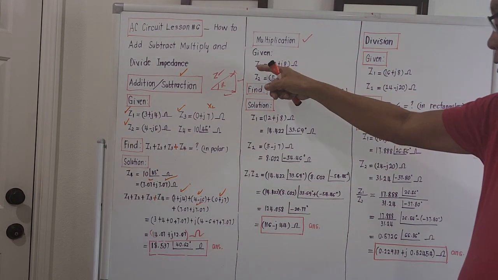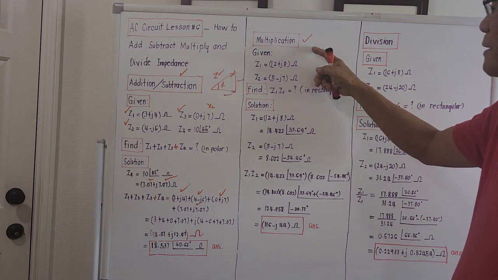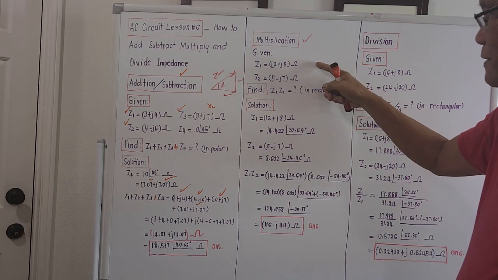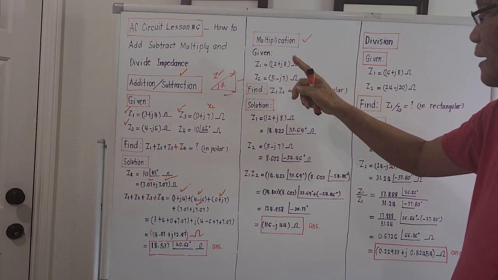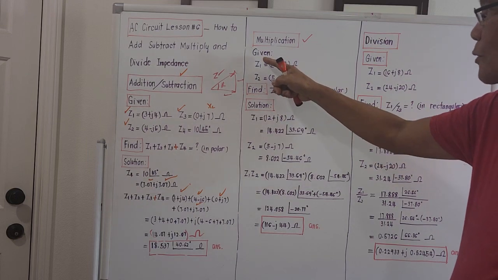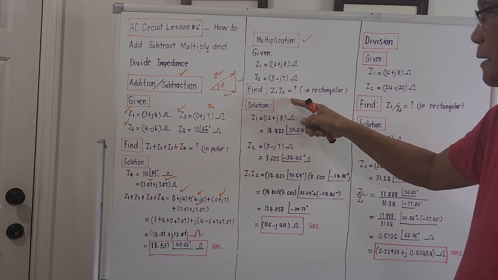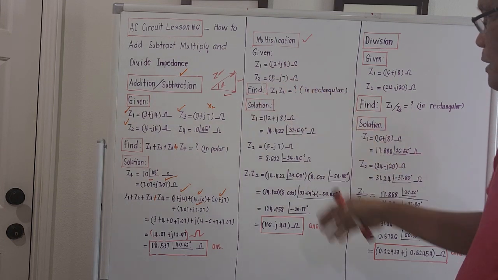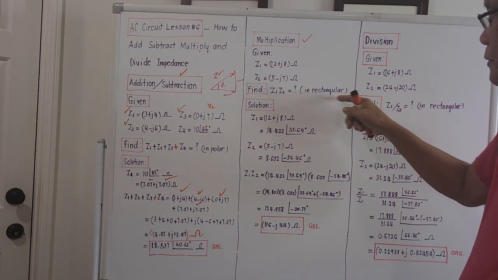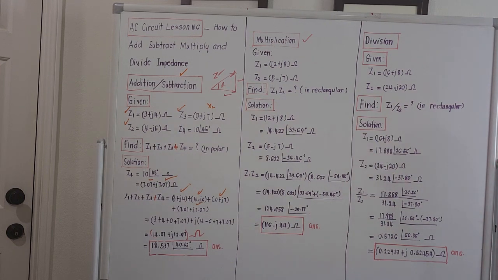We are given Z1 equal to 12 plus j8, Z2 will be 5 minus j7. The problem is asking for the product of Z1 and Z2. It gives an additional requirement: the answer should be in rectangular form. Okay, let's try to bring out the solution.